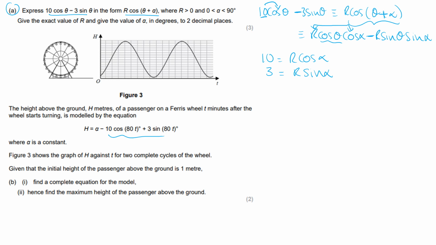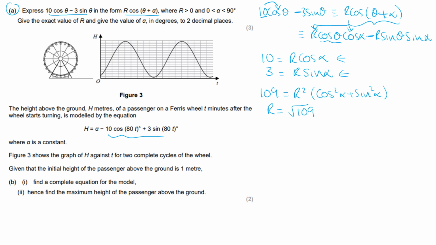So 10 squared plus 3 squared is 109. Squaring on the right, the trig term is going to have R squared cos squared alpha plus R squared sine squared alpha. I'll take R squared out as a common factor. Cos squared alpha plus sine squared alpha is equal to 1. So that will tell me that R is equal to the square root of 109.